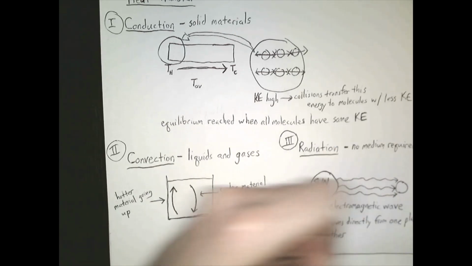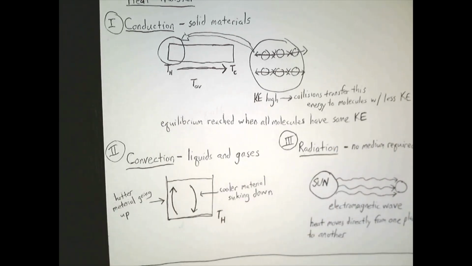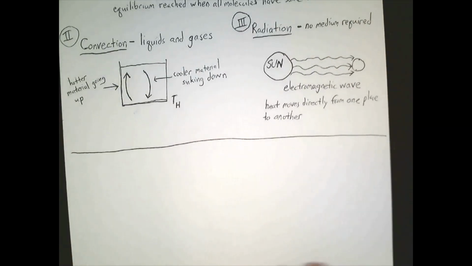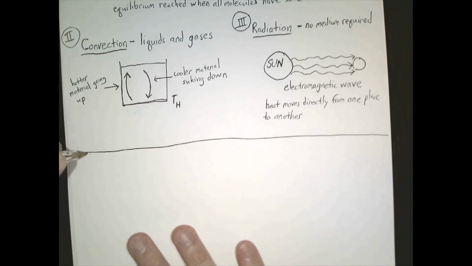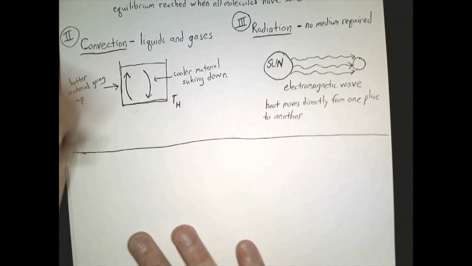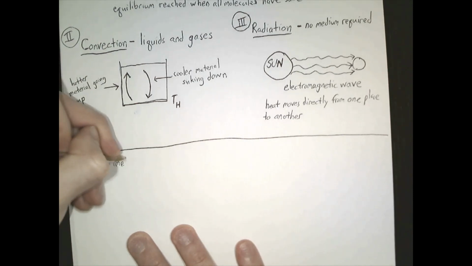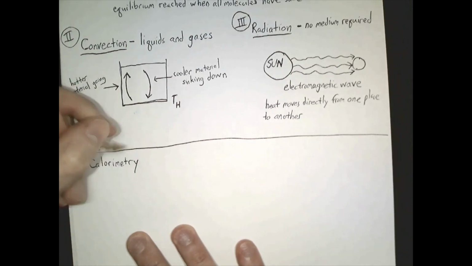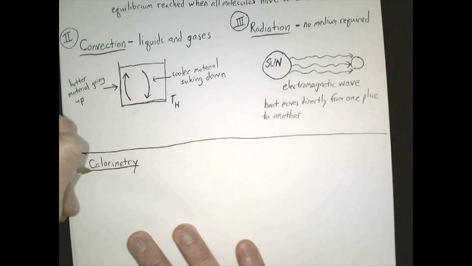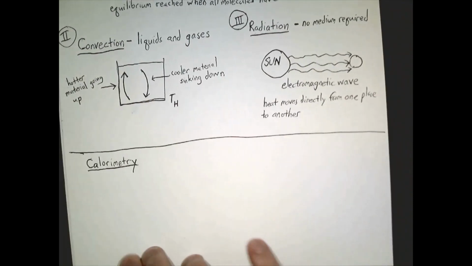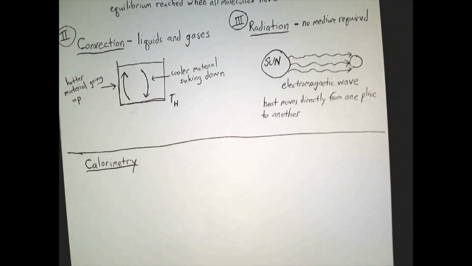All right, so we've identified these three methods of heat transfer. We're now going to focus mostly on solid materials for the rest of this review, and we're going to look at calorimetry, which is a way to sort of measure properties of a system or material based off how heat is transferred to or away from it.